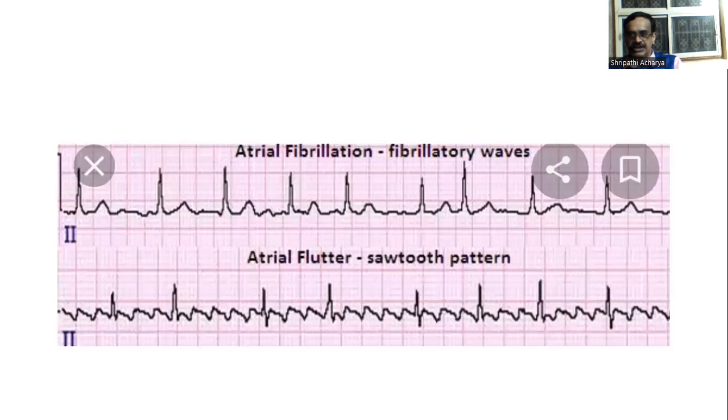You see atrial fibrillation and atrial flutter. In atrial fibrillation, fibrillatory waves are seen in the ECG. The wavy pattern of the baseline is characteristic of atrial fibrillation. The atrial rate is between 400 and 600 per minute. Below, you can see atrial flutter, sawtooth-like pattern of P waves, and the atrial rate is 300 per minute.